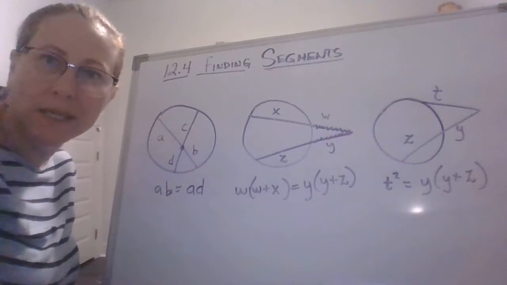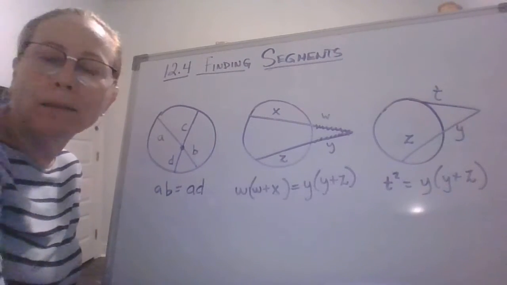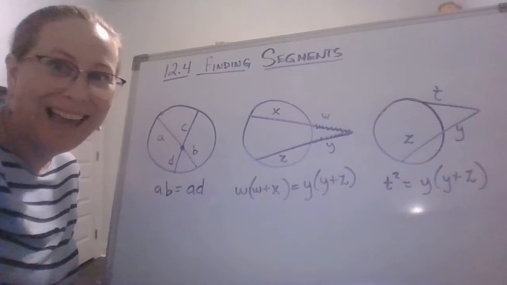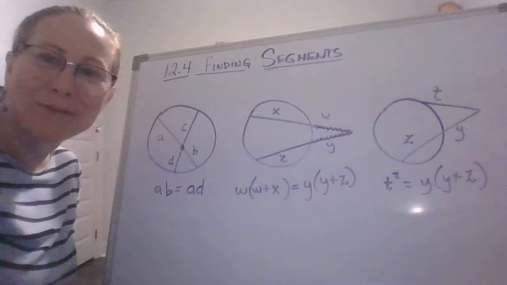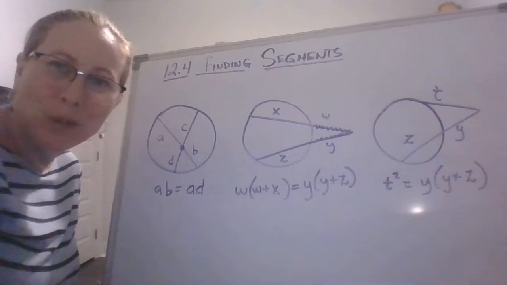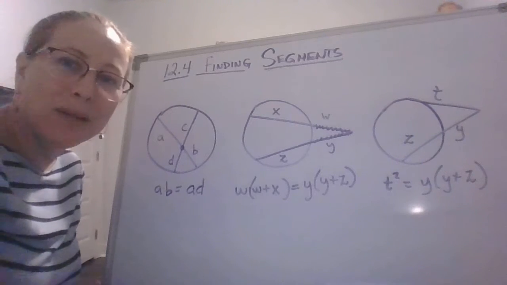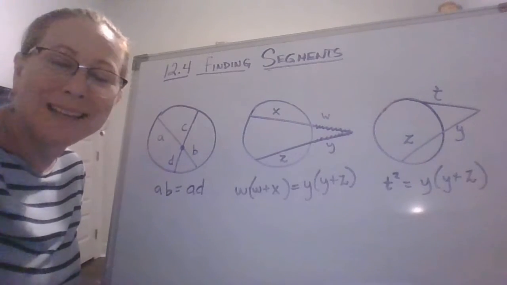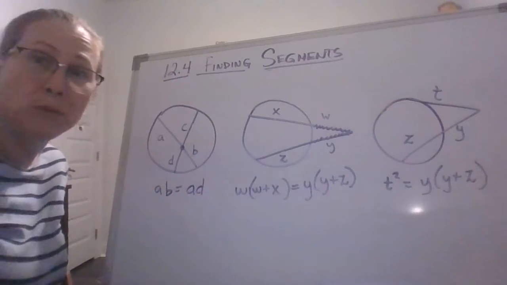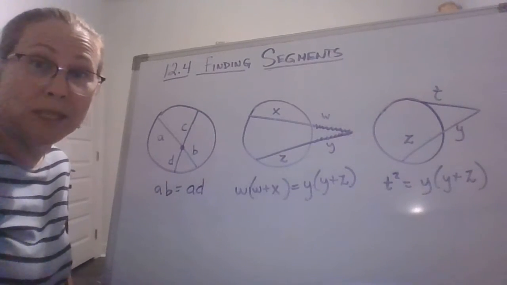Finding Segments, lesson 12.4. So these look a lot like 12.4, Solving for Angles, and they do. So you really have to read the instructions carefully and look and see what's labeled. There are no degree measures here, so it's not labeling angles, it's labeling segments. We have three different types of problems here.